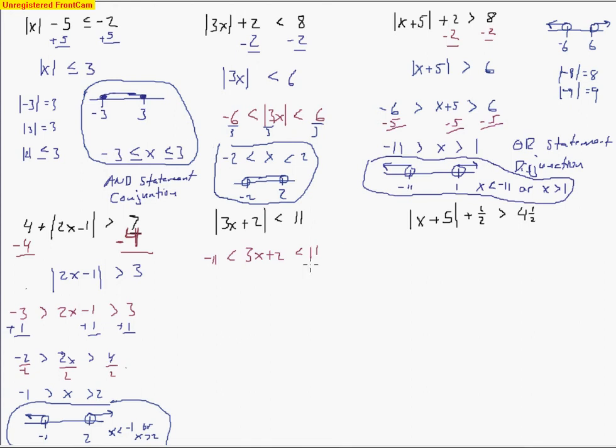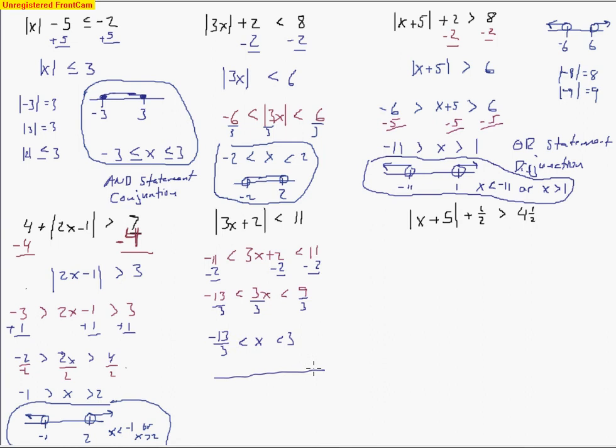So we go ahead and do some opposite operations here. I'm going to subtract the 2 from all sides. So here's what I have at this time. I have negative 13 is less than 3x, which is less than 9. So I go ahead and solve by dividing by 3 on all sides, and I'll have my answer. Negative 13 thirds is less than x, which is less than 3.